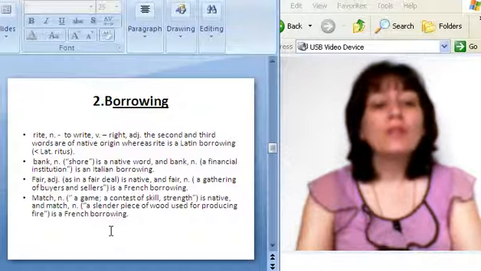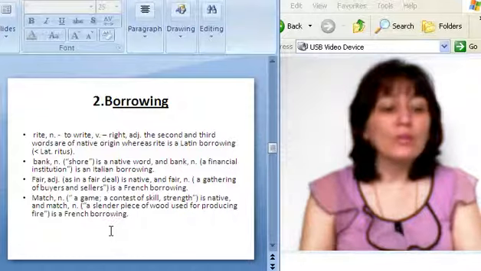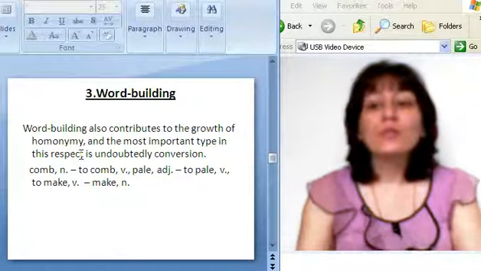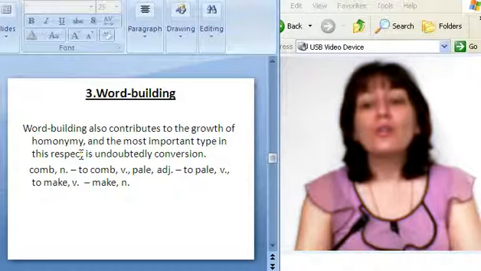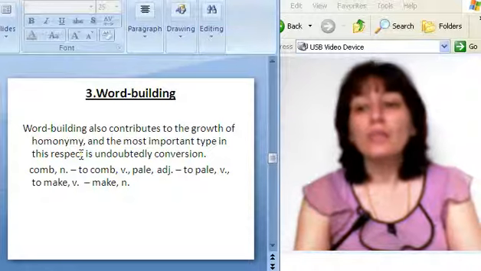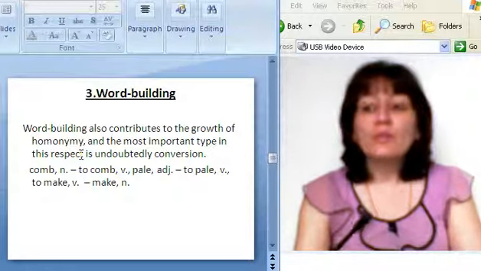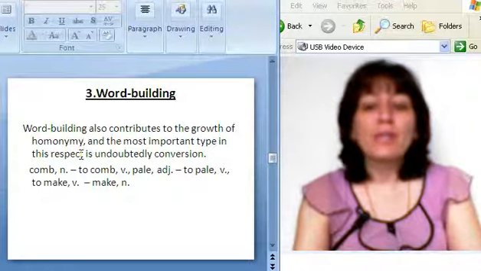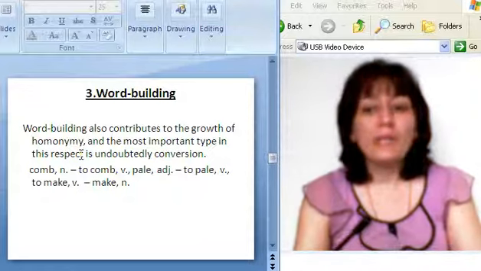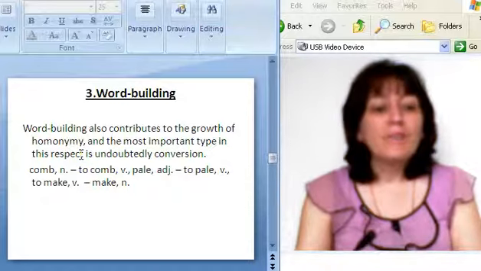Now let us deal with word building. So word building also contributes significantly to the growth of homonymy, and the most important type in this respect is undoubtedly conversion, but about conversion we're going to speak later, yes. So comb and to comb, pale and to pale, to make and make.